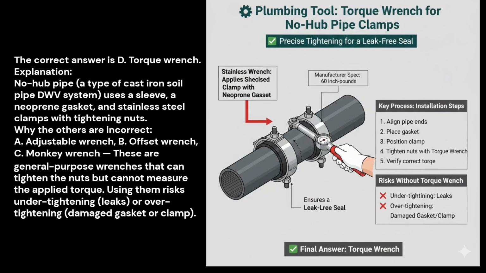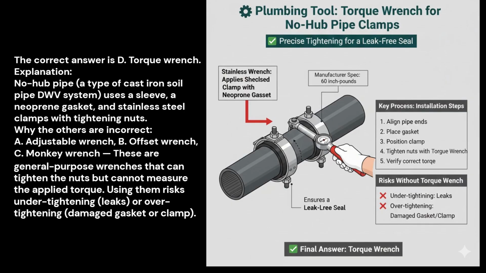The correct answer is D. Torque wrench. Explanation. No-hub pipe, a type of cast iron soil pipe DWV system, uses a sleeve, a neoprene gasket, and stainless steel clamps with tightening nuts. The manufacturer's specifications require these clamps to be tightened to a precise torque, measured in inch-pounds or foot-pounds, to ensure a proper, leak-free seal without damaging the gasket or clamp. A torque wrench is the only tool listed that is designed to measure and apply a specific tightening force.